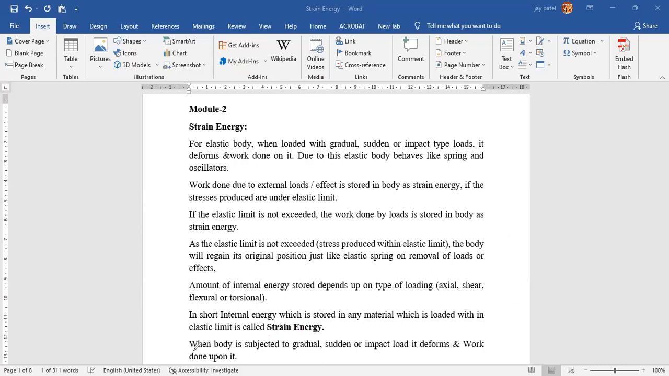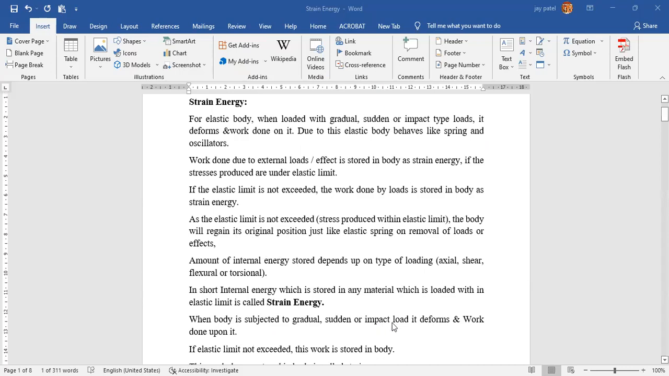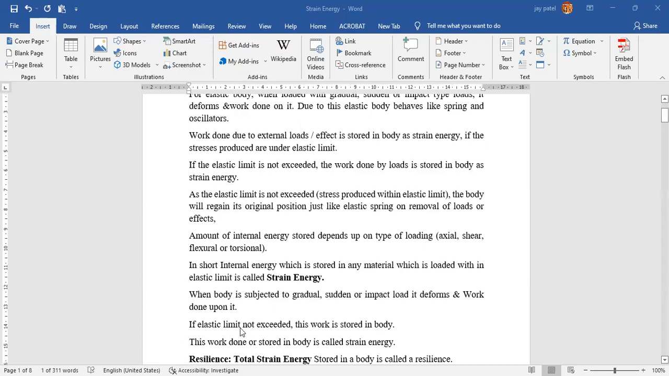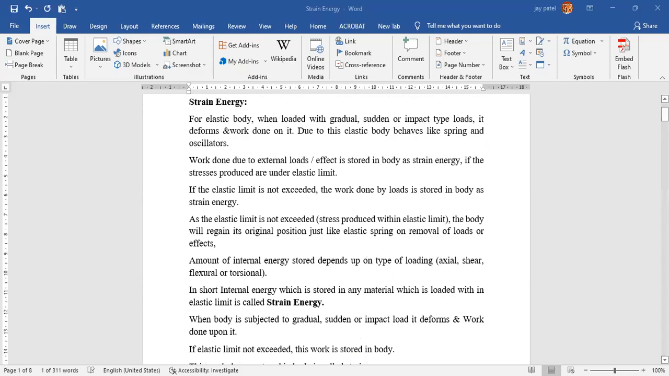So again, you can also say that when a body is subjected to gradual, sudden, or impact load, it deforms and work is done upon it. If the elastic limit is not exceeded, this work is stored in the body. This work done, stored in the body, is called strain energy. Is it clear? Please confirm. Definition clear? What is called strain energy? Whatever work is done on a body, that is known as strain energy, but within the elastic limit. Fine.